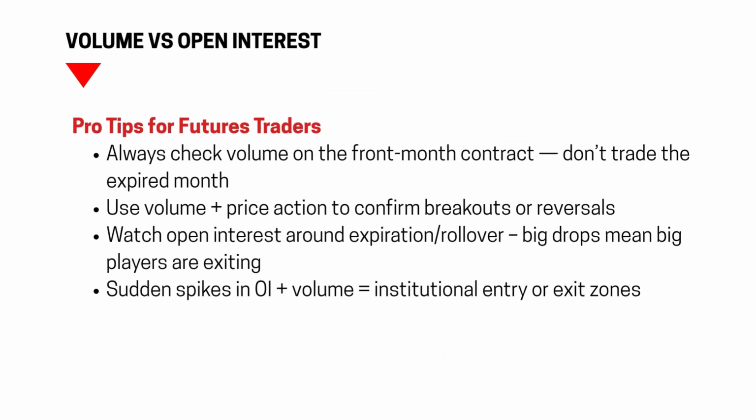So, some quick tips around volume and open interest. Always check volume on the front month contract, don't trade the expired month. Use volume and price action to confirm breakouts or reversals. Watch open interest around expiration or rollover. Big drops mean big players are exiting. Sudden spikes in open interest and volume equal institutional entry or exit zones.